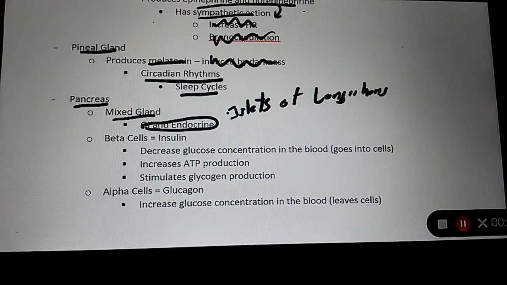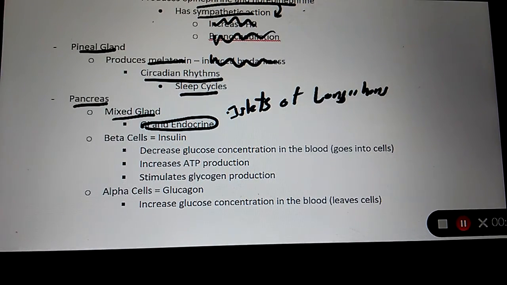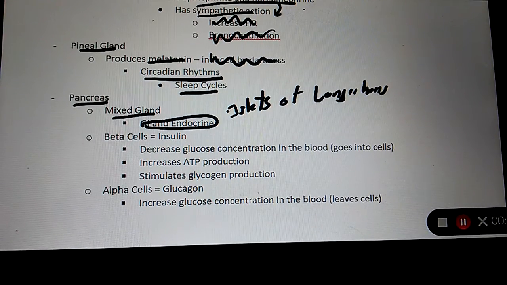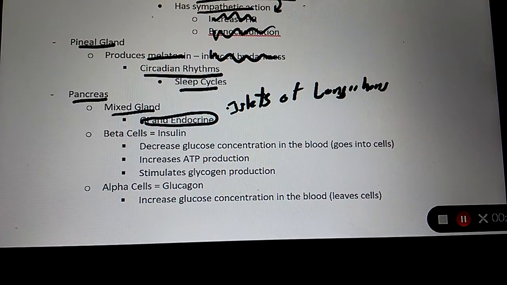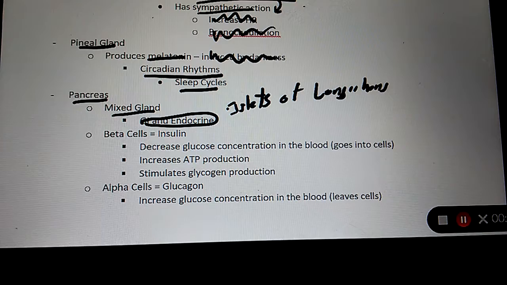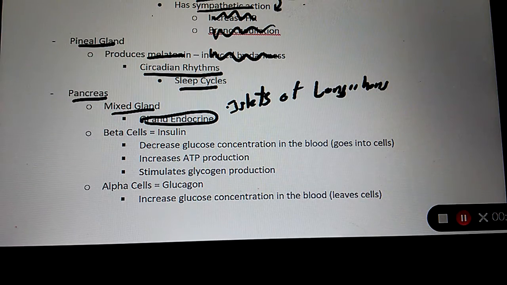What part of the pancreas is endocrine? Is it the acinar cells or islets of Langerhans? Islets of Langerhans. Which part is endocrine in the pancreas? Islets of Langerhans.